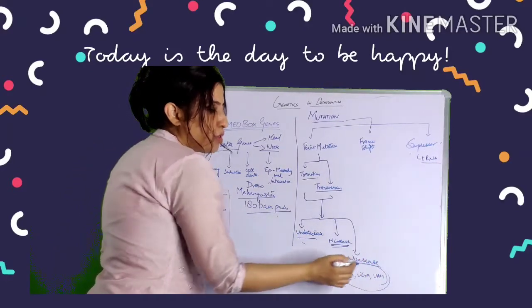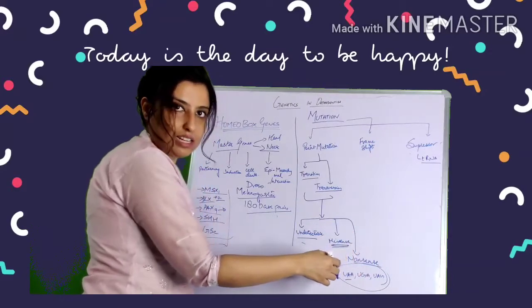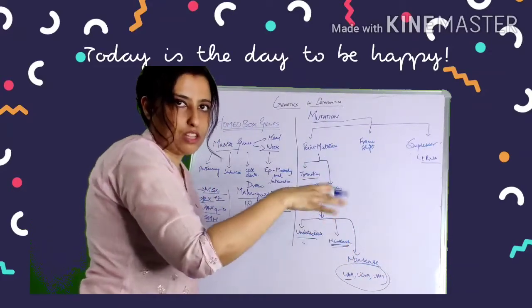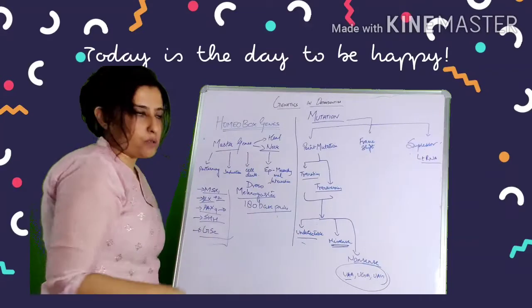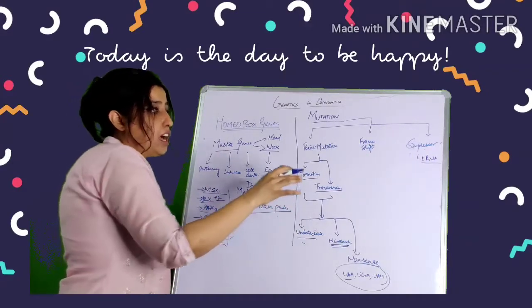These are the ones. So if any combination of this occurs, then the protein synthesis stops there only. They don't code, right? So that is termination. So this is basic point mutation.